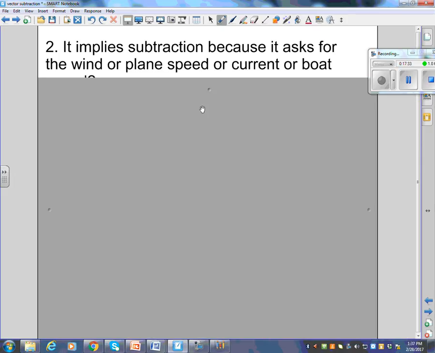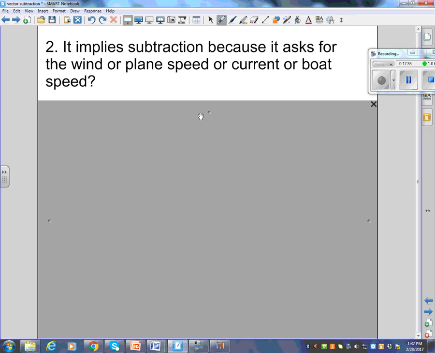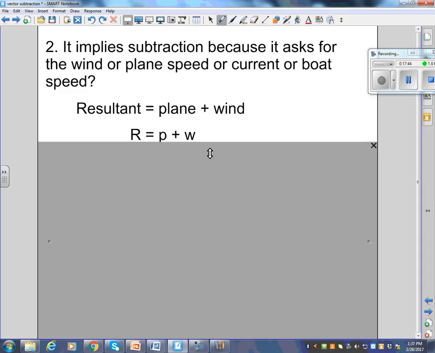So I'm just going to explain, as I always do. If you're talking about planes and wind, would you agree that the resultant, the overall final result, is the plane vector plus the wind vector? Like if you're flying along and the wind blows you this way, your resultant is because of your plane speed plus your wind speed. Addition.